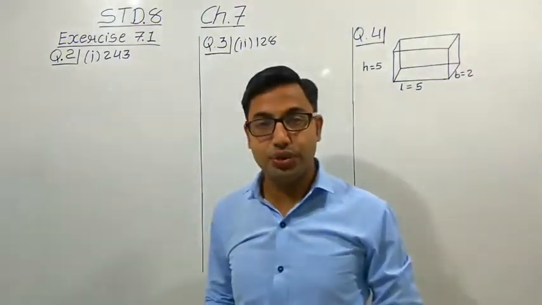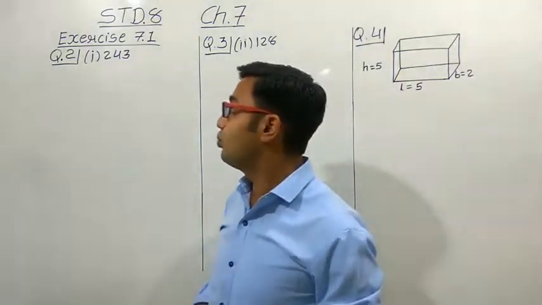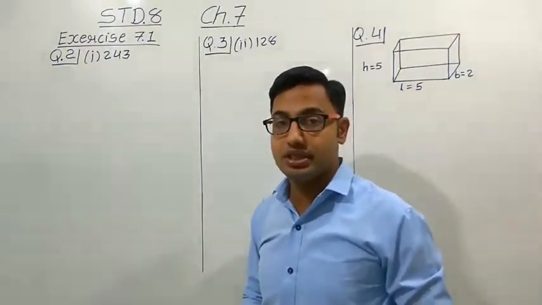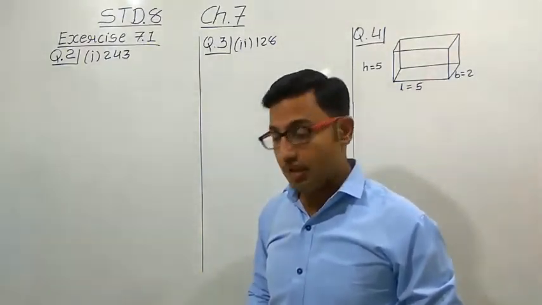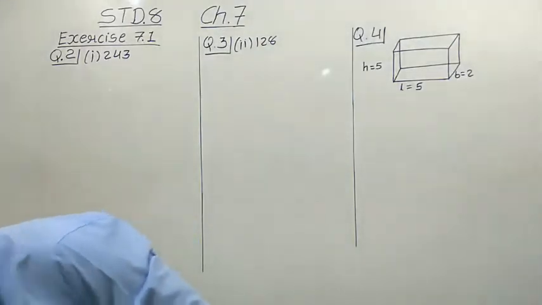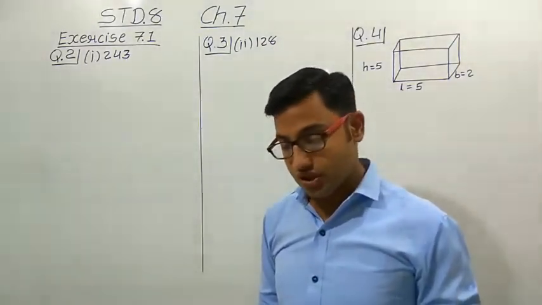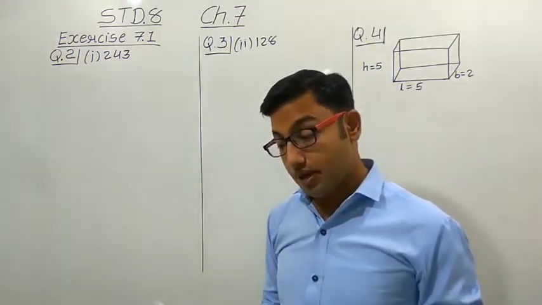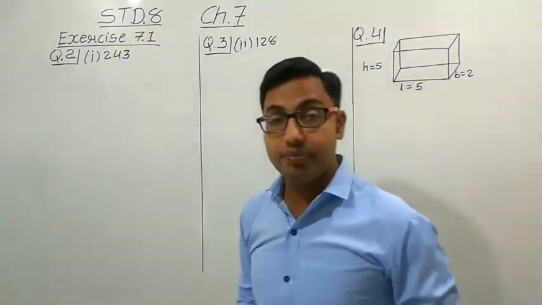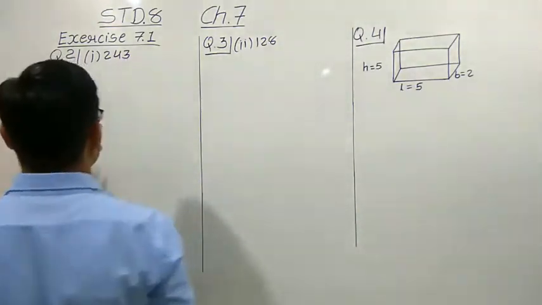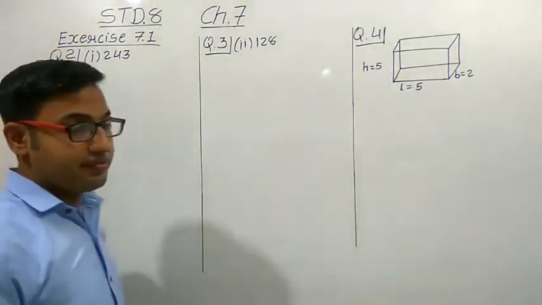Hello students, today we will study question number 2 of exercise 7.1. This is the topic of standard 8, chapter number 7, cubes and cube roots. So what is the question? Find the smallest number by which each of the following numbers must be multiplied to obtain a perfect cube. Here we have a number, let us suppose 243.